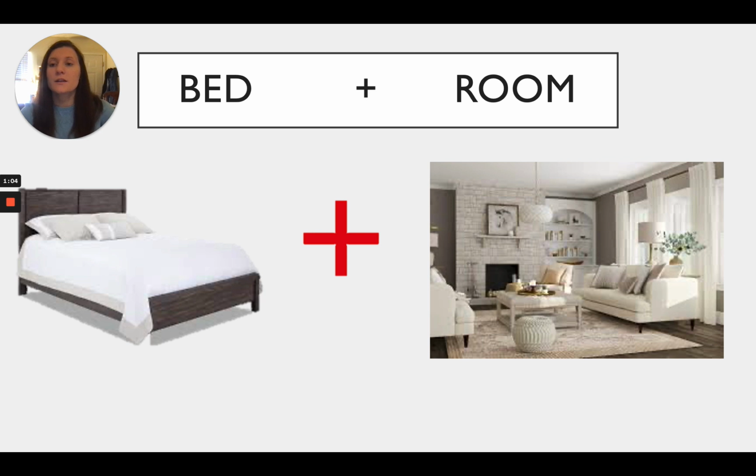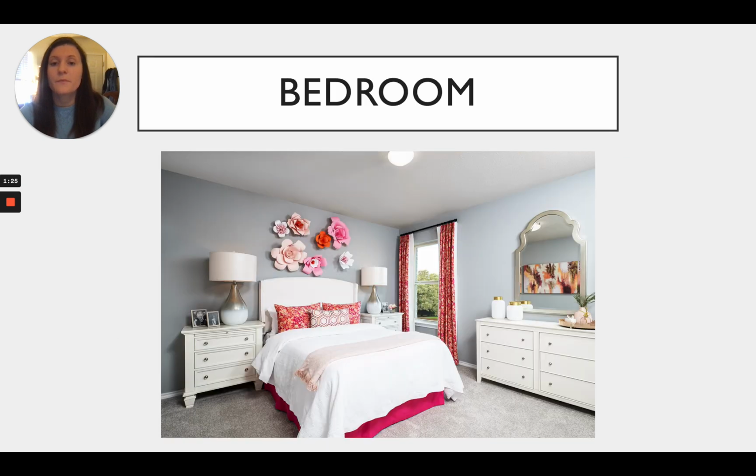All right, let's look at another example here. So we have the word bed and we have the word room. So we have a picture of a bed and a picture of a room that you would find in a house. And when we put the word bed and room together, we get bedroom, which is a specific room found in your house, typically where people sleep at night.